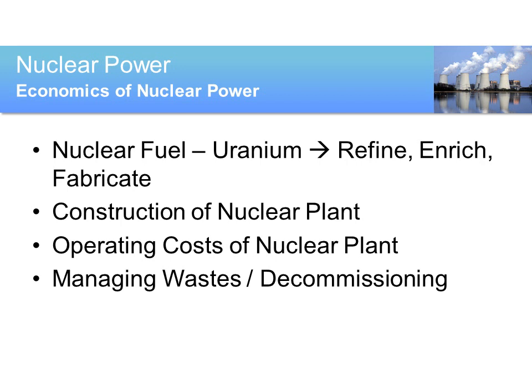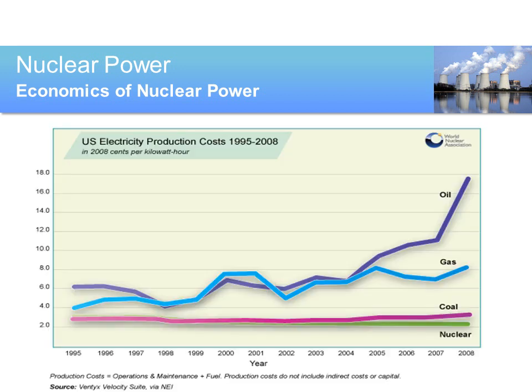Then we have the construction of a nuclear power plant, which ranges from $3 to $5 billion in total capital costs. Then we have the operating cost of a nuclear power plant, which accounts for 10% of the construction of the nuclear power plant. Lastly, we must include the managing of waste and decommissioning of the nuclear power plant in our total cost of nuclear power.